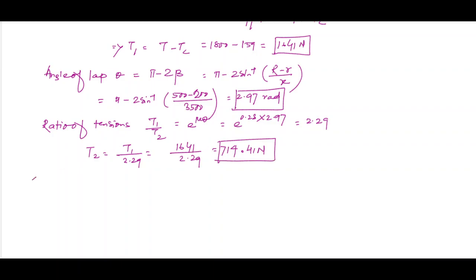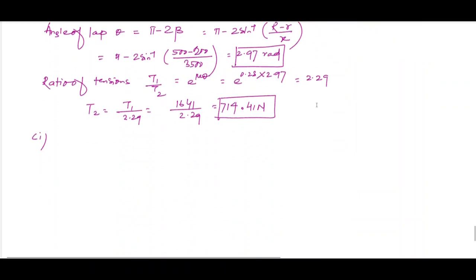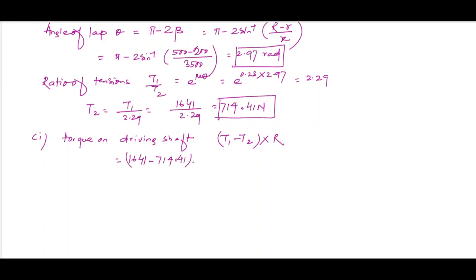So first we need to find out, what is the question? First question is to find out torque on each shaft. Okay, torque on driving shaft will be T1 minus T2, effective tension, into radius of the driving pulley. So this will be your torque. So 1641 minus 714.41, okay, into 0.5. So it will be 463.3 Newton meter torque.